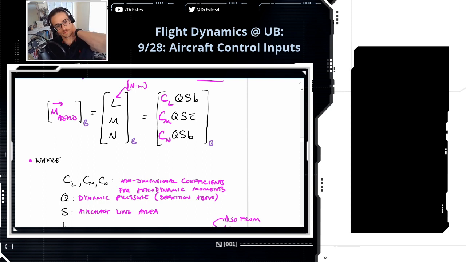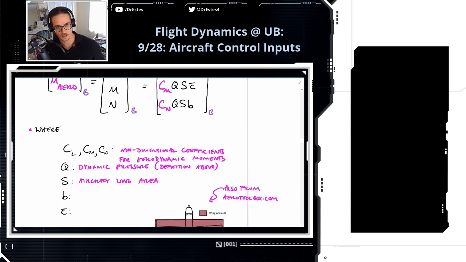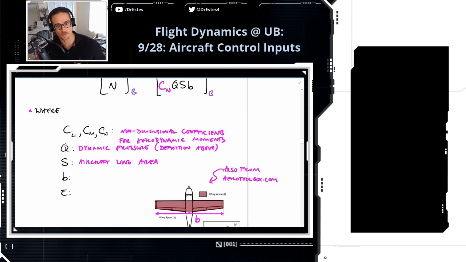And then Q, we know that's the dynamic pressure. We had the definition earlier. S, we have the aircraft wing area. We know what that is. It's the projected area, including the connecting fuselage. Let's talk about B and C over bar.